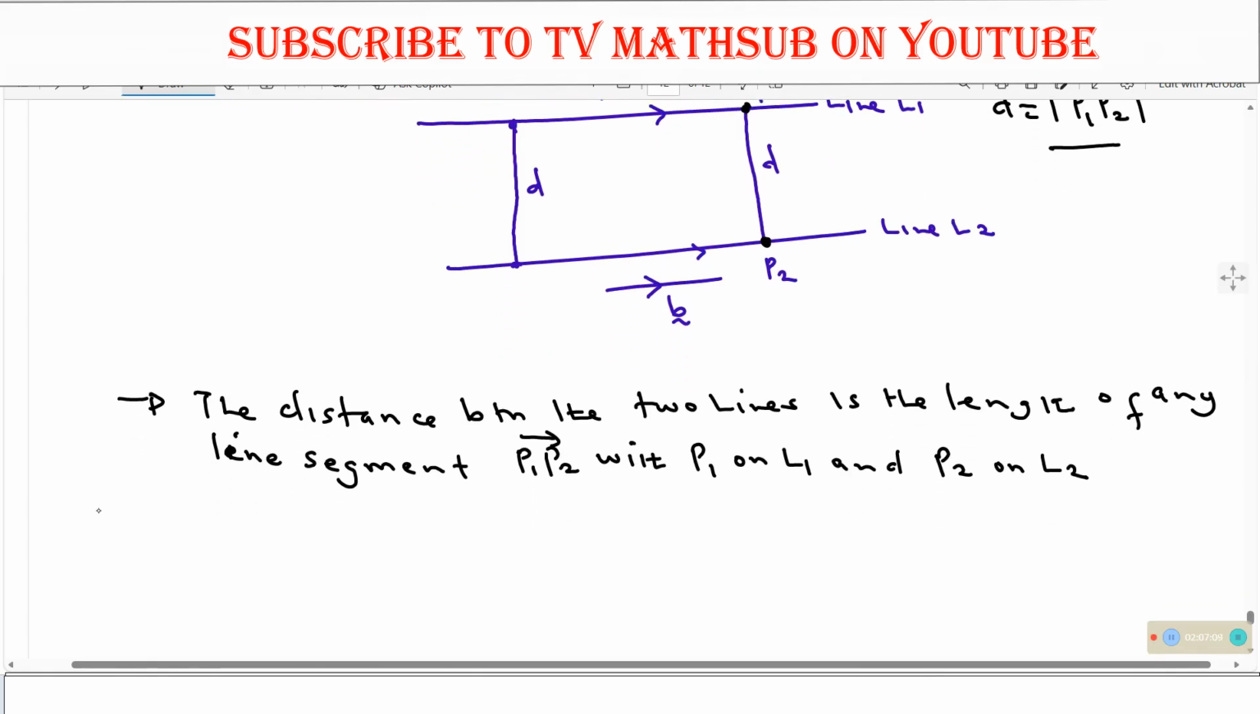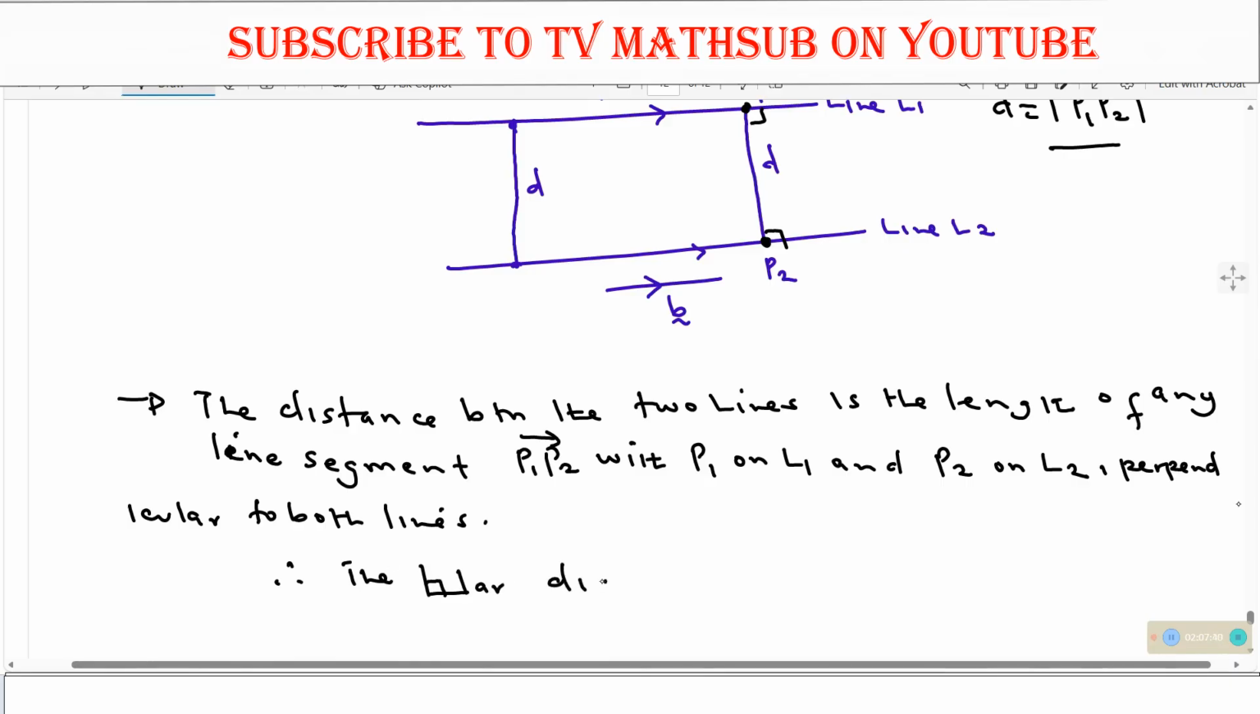And this line here is perpendicular. That line, as you can see, is perpendicular to both lines. It makes 90 degrees with each of them. But how do we get the perpendicular distance? This implies that the perpendicular distance D will be the same as the magnitude of P1P2.